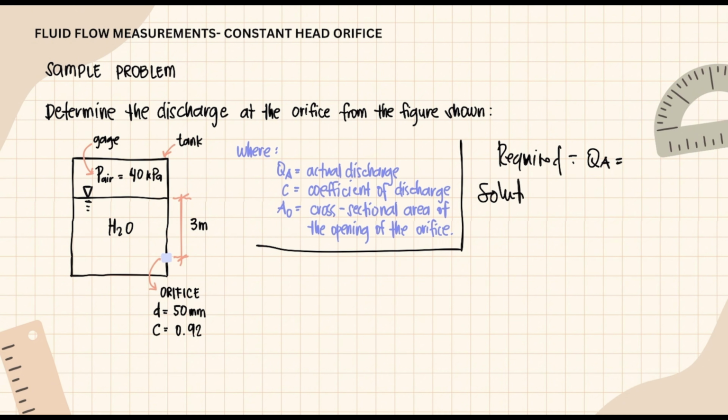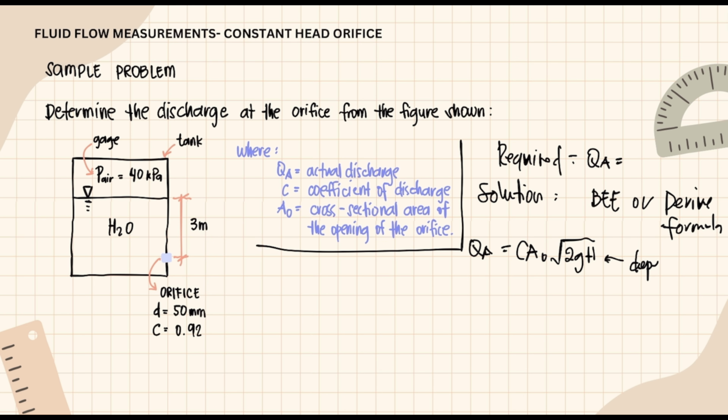So our solution, we only use one solution. We can also use Bernoulli's energy equation, or we can use the derived formula. Our derived formula is Q sub A, or the actual discharge, is equal to C, the coefficient of discharge, times A sub O, the cross-sectional area of the opening of the orifice, times the square root of 2gH. Remember that the value of uppercase H depends on the existing energy that will trigger the discharge at the orifice.